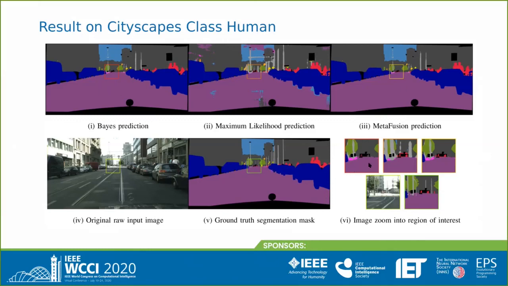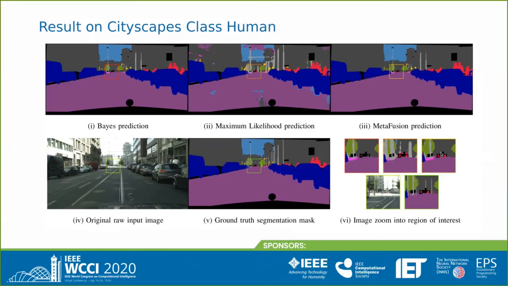What we observe is that base completely overlooks human instances that are labeled in the ground truth. With maximum likelihood, we find them. Additionally, it also says that there are some humans here on top of this building, and we can get rid of them, these false positives, by applying MetaFusion. And this is a very desirable effect.